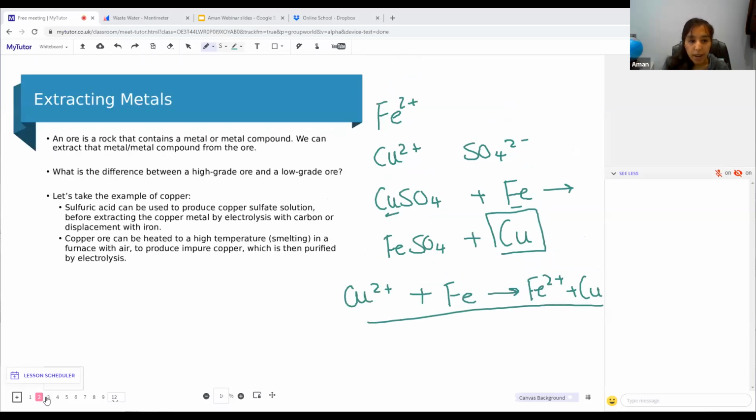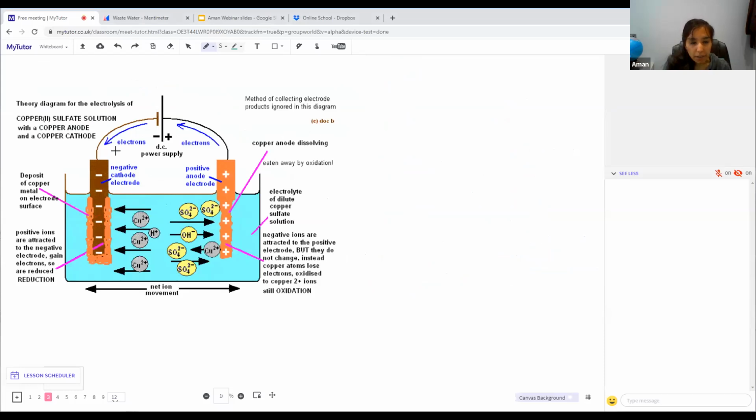So let's look at this electrolysis process then. Now this is quite a complicated diagram, and I'm going to take you through it slowly. The reason I want to show you this is because I found that most textbooks on the electrolysis of copper don't explain it very well. So I'm going to try and explain it to you in a way that lets me understand it, and hopefully it will help you to understand it as well.